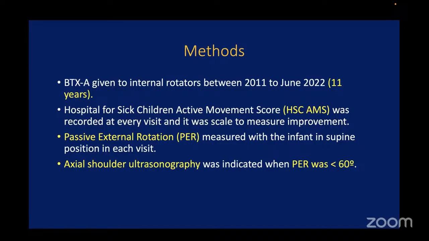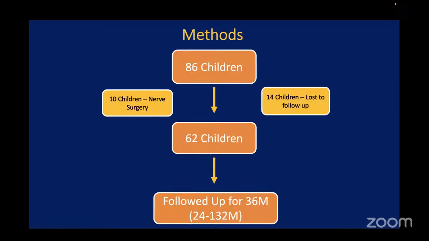So what we practiced here was axial shoulder ultrasound, indicated when passive external rotation was less than 60 degrees in any of the follow-ups. There were 86 children initially counted in the data, but 10 children underwent nerve surgery, so they were excluded, and 14 children were lost to follow-up. So the final data accumulated was of 62 children, and they were followed up for a mean of 36 months.